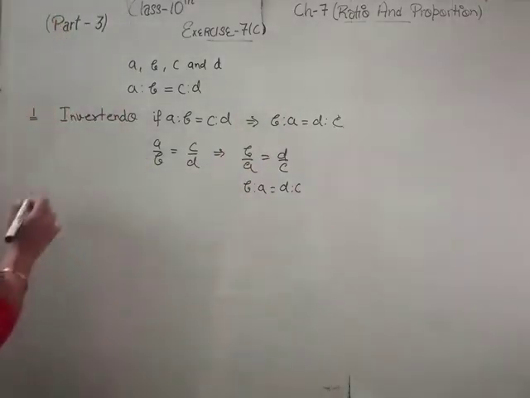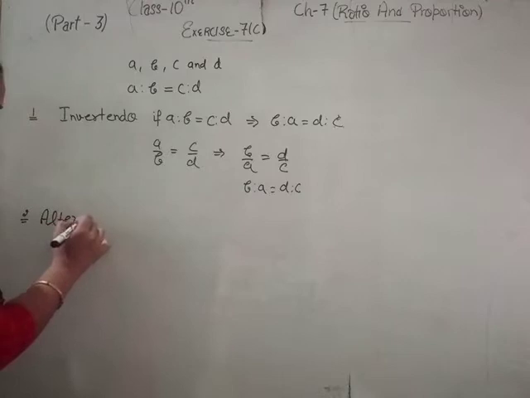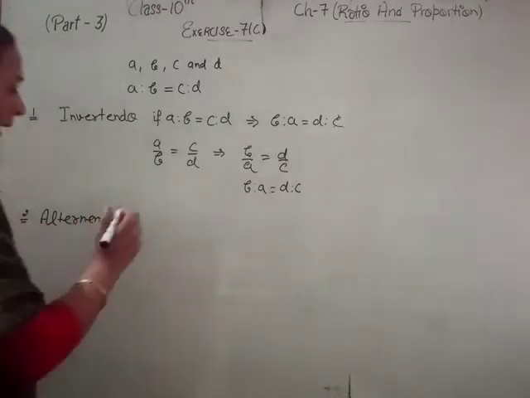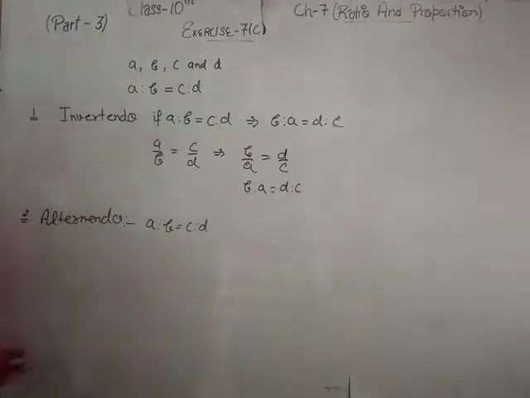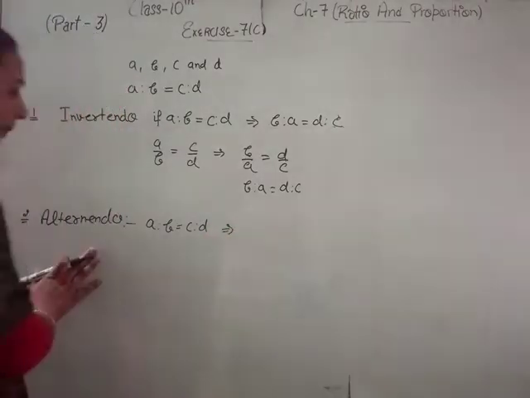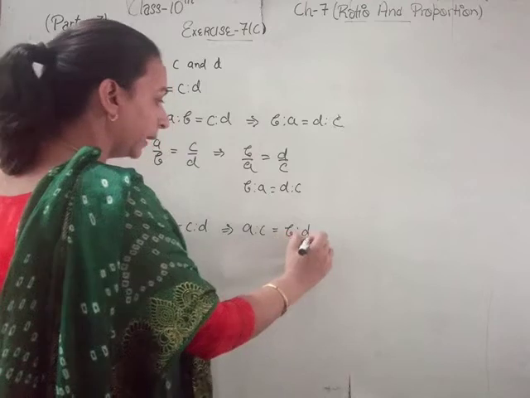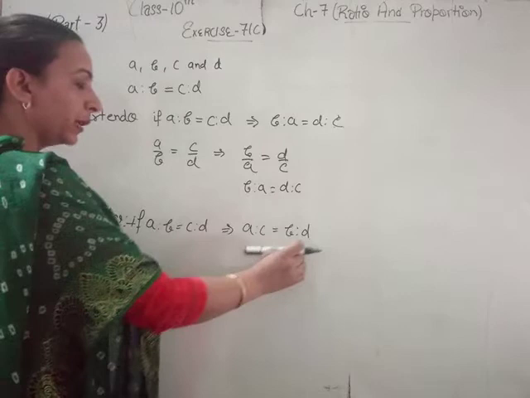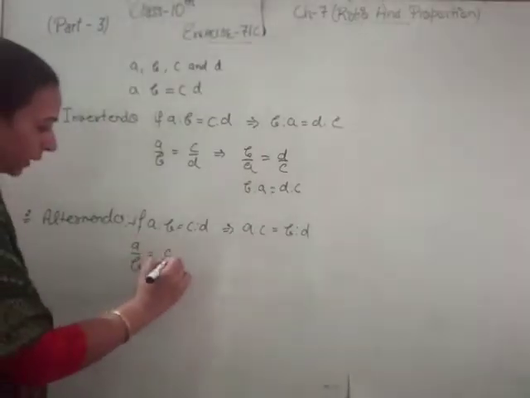Then after invertendo, next is alternando. The second property is alternando. What is this property? If A ratio B equal to C ratio D, then this property implies that A ratio C equal to B ratio D. If this is given, then we write A by B equal to C by D.